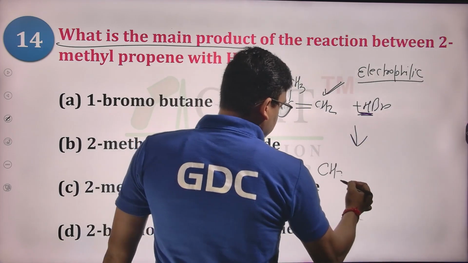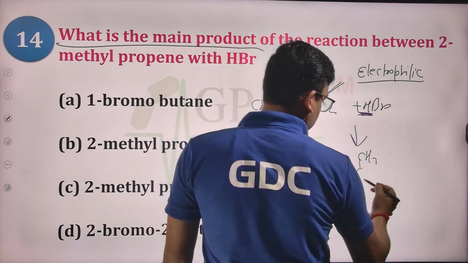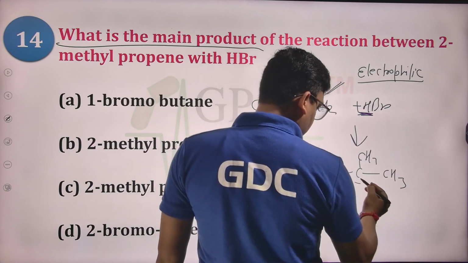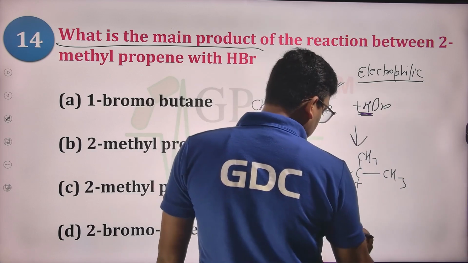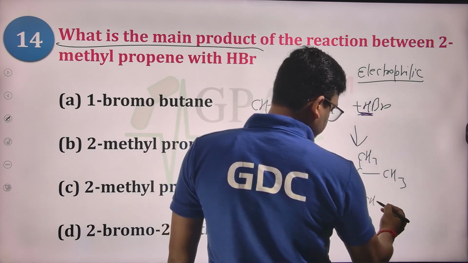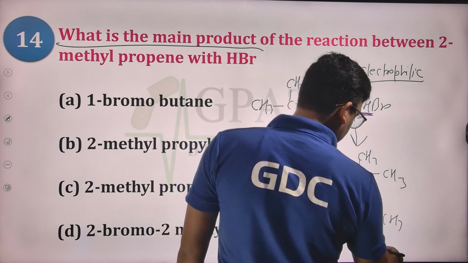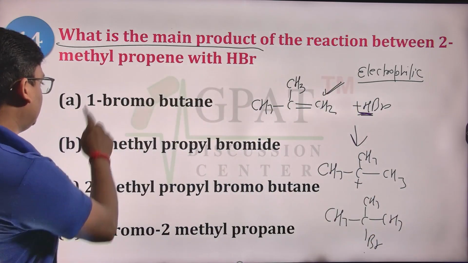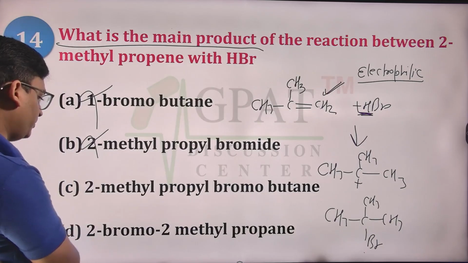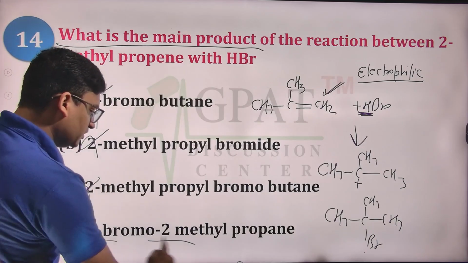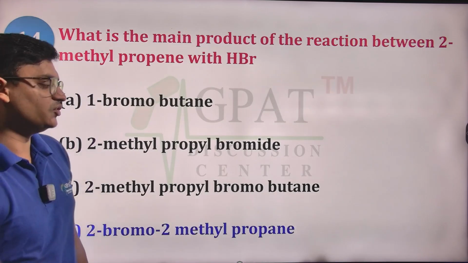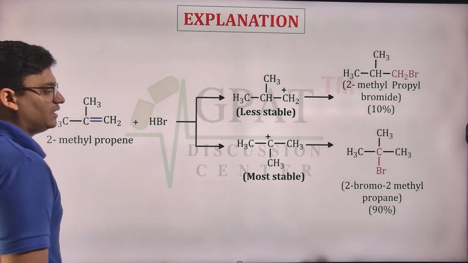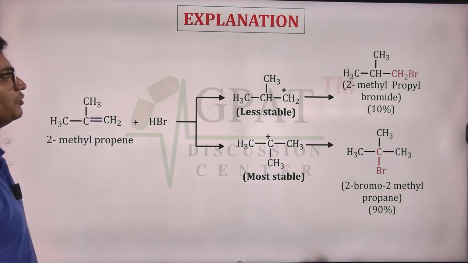So we'll get CH3 C CH3 with CH3 and a positive charge. Now Br will attack, giving CH3 C CH3 CH3 with bromine. That is 2-bromo 2-methyl propane. Yes, D is your right answer, due to the more stable carbocation.